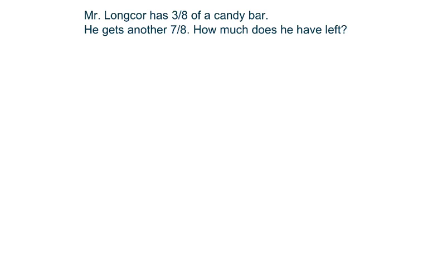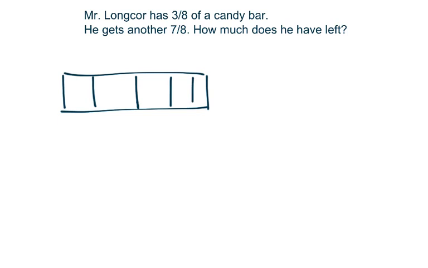Now, for this last one, this is what happens when you get more than one whole. And this is where pictures really can help out. Okay, so I have 8. Make fourths. I have 3. I add another 7. 1, 2, 3, 4, 5.